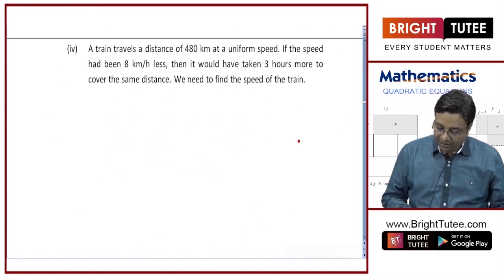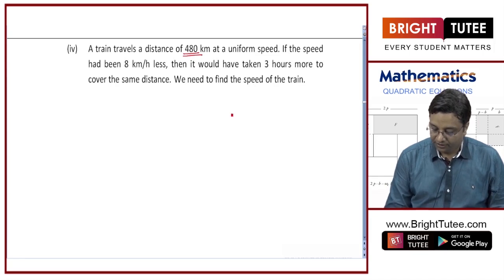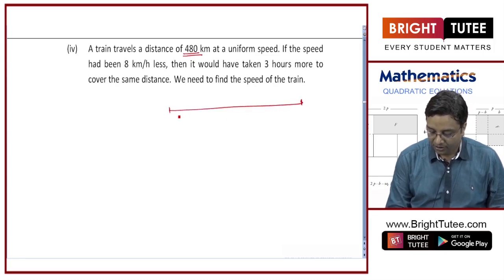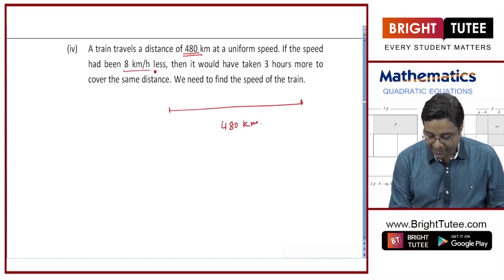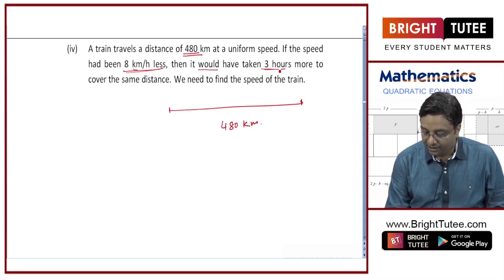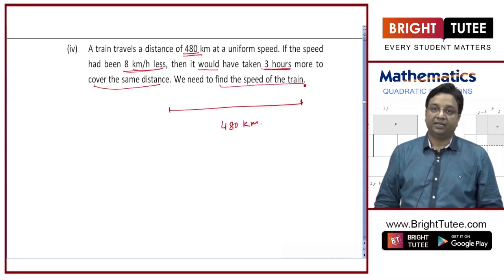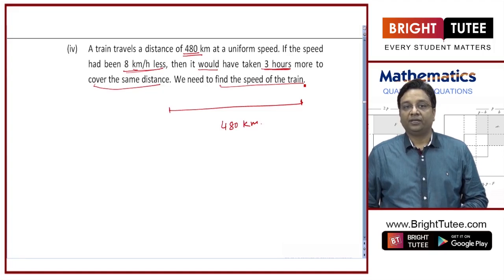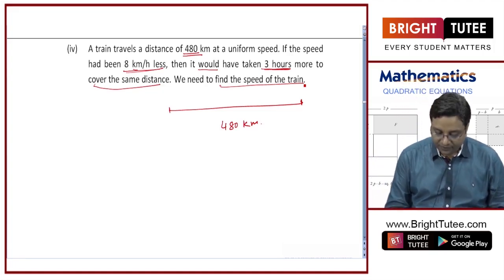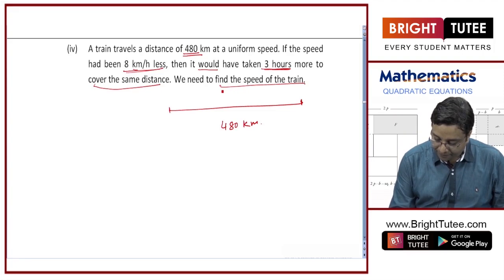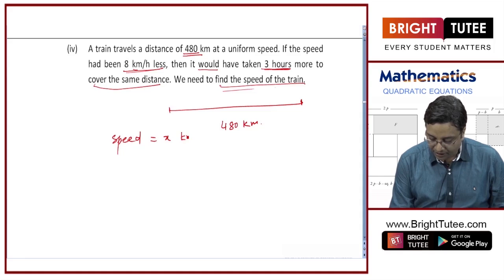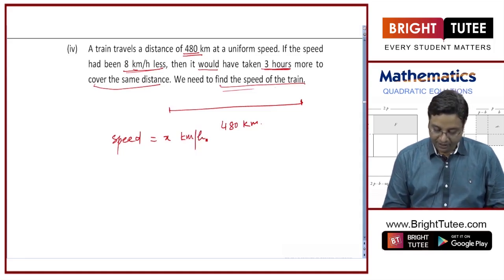Now this one, a train travels a distance of 480 kilometers. There is a distance of 480 kilometers. If the speed had been 8 kilometers per hour less, then it would have taken 3 hours more to cover the same distance. We need to find the speed of the train. Now we need to represent this problem in quadratic equation form, right? So let us say the speed of the train was x kilometer per hour, original speed, right?